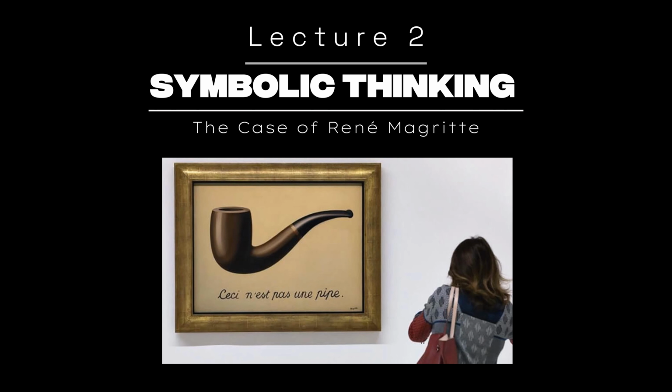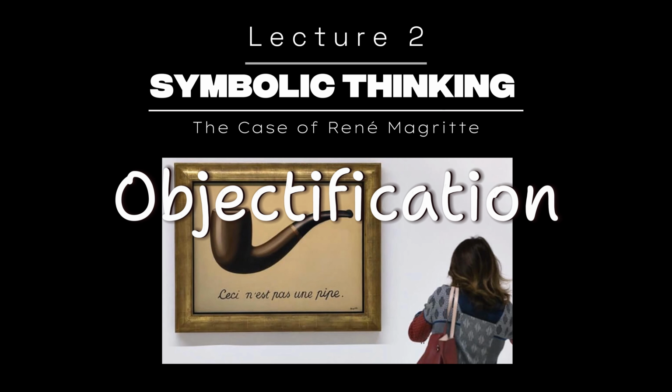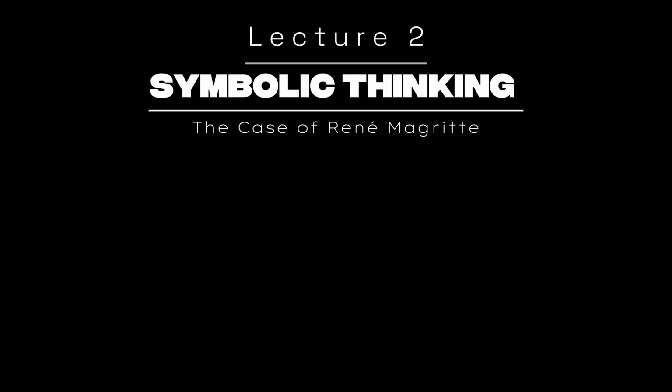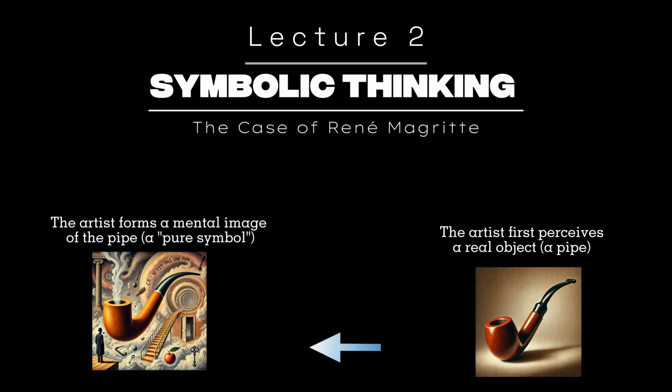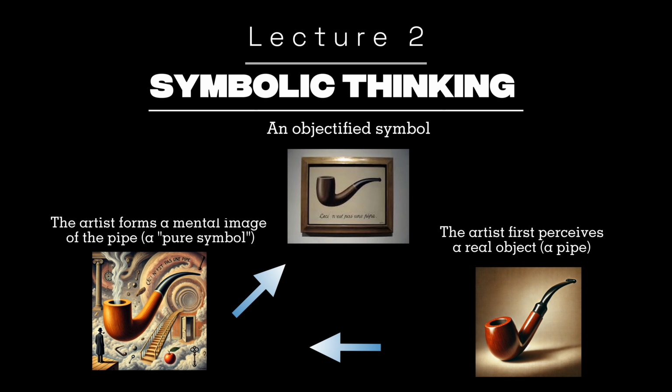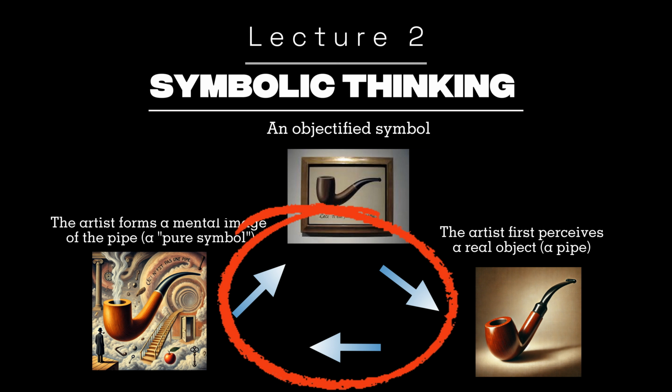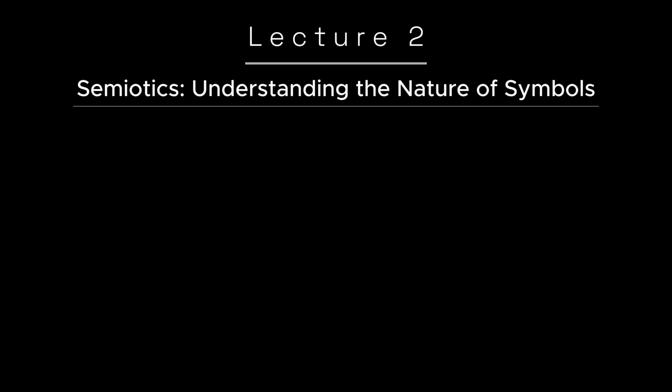Once a symbol materializes, it becomes both an object and a symbol, a process known as objectification. What happens is the following. The artist first perceives a real object, a pipe, then forms a mental image of it, a pure symbol. This mental image is externalized through a painting, which becomes an objectified symbol. Once objectified, the symbol affects how future viewers will perceive the real object. This cycle of symbolic exchange repeats itself, creating an increasingly complex system of representations. Our study builds upon well-established theories in semiotics, the discipline concerned with signs and their meanings.